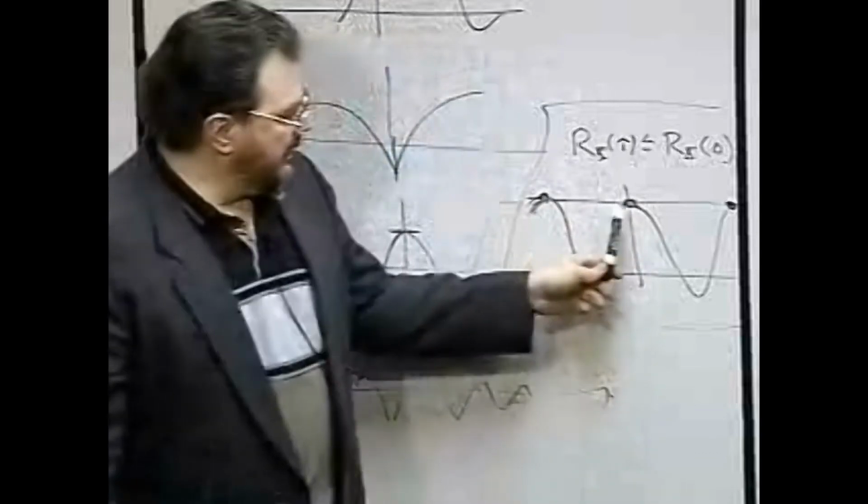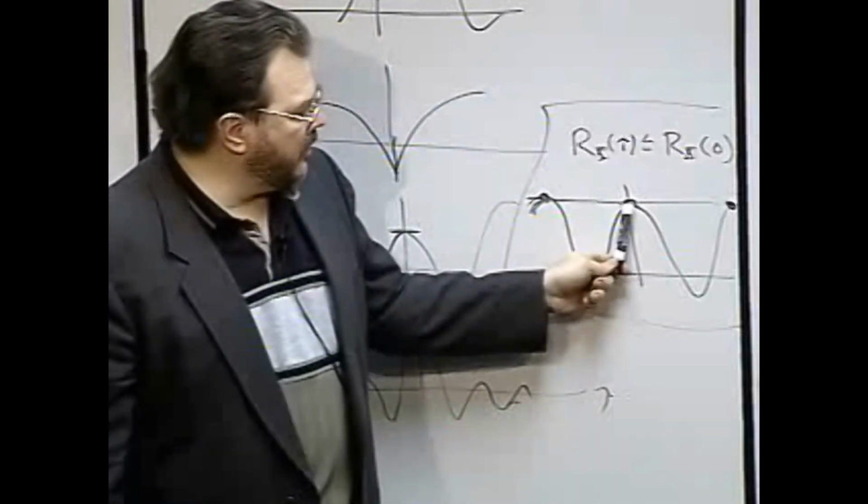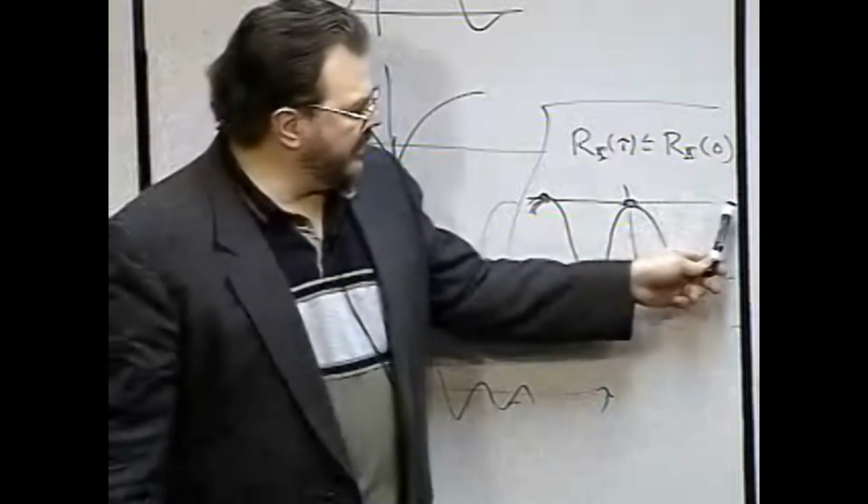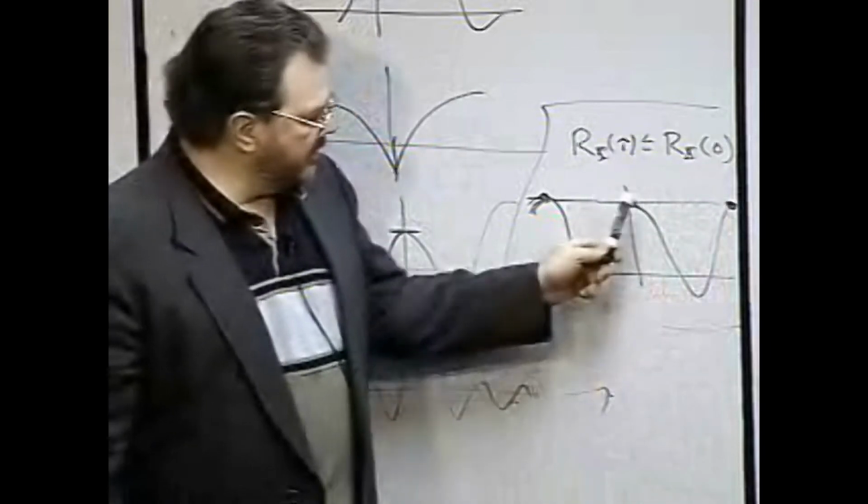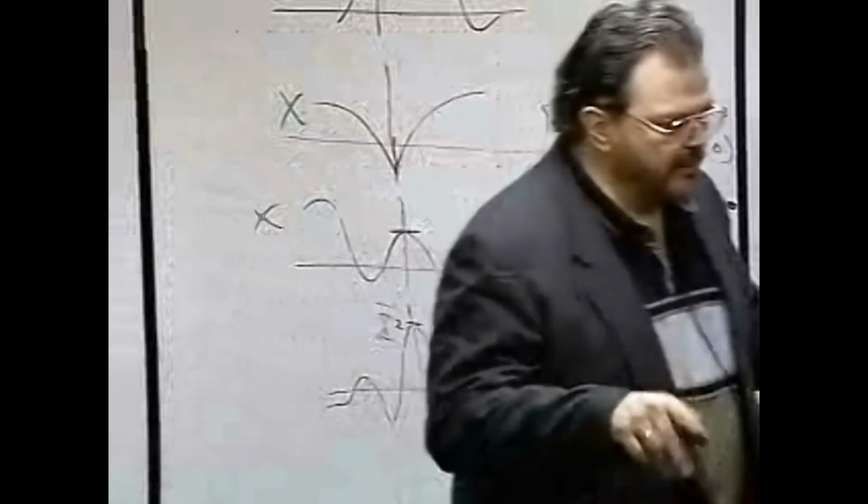Again, let me state it. If we have this autocorrelation at the origin and it is replicated at any other place, then the underlying autocorrelation is periodic. It repeats forever.